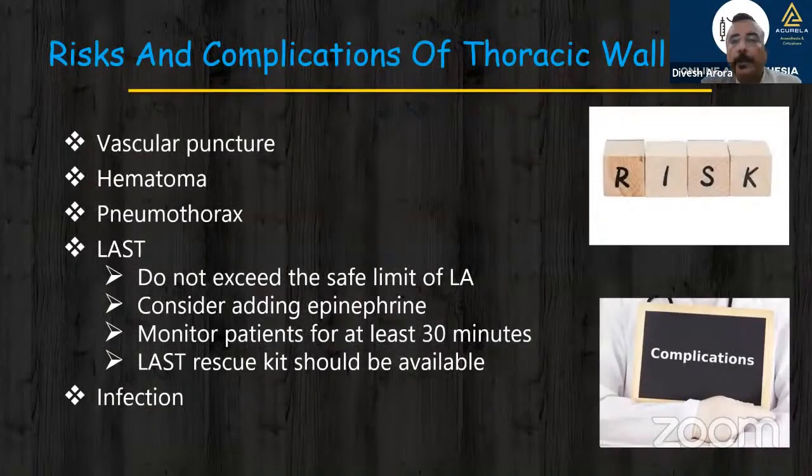So what are the risks and complications of thoracic wall blocks? Generally in these planes, we have some vessels running. So there is definitely a risk of puncture to those vessels, and hematoma. And for PECS 2 and serratus anterior, there is a risk of pneumothorax, as a beginner, if you are not able to visualize your needle well and you are advancing your needle without actual visualization. And obviously, last is a theoretical concern. Generally, it takes 30 minutes for the drug levels to reach their peak plasma concentration. So I request everyone to monitor these patients for at least 30 minutes.